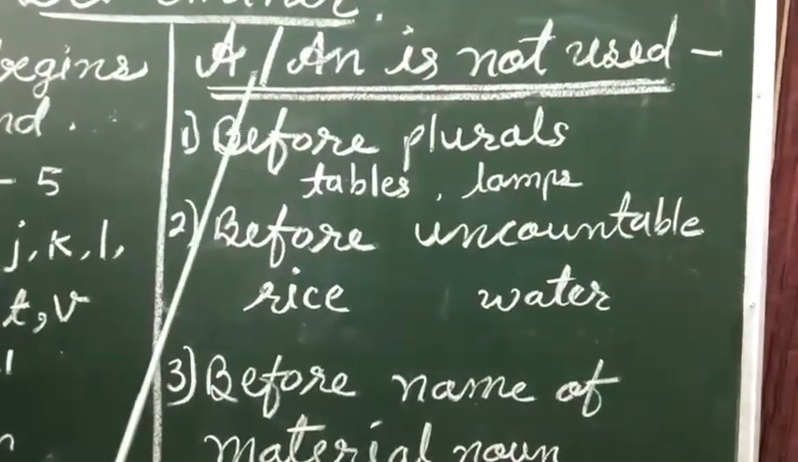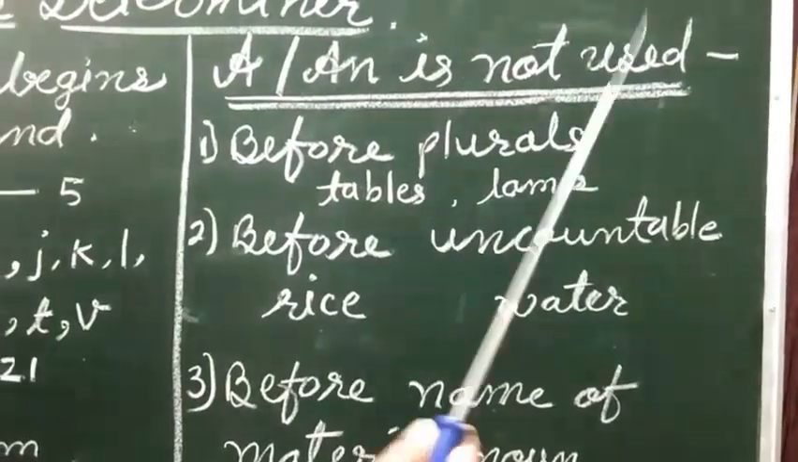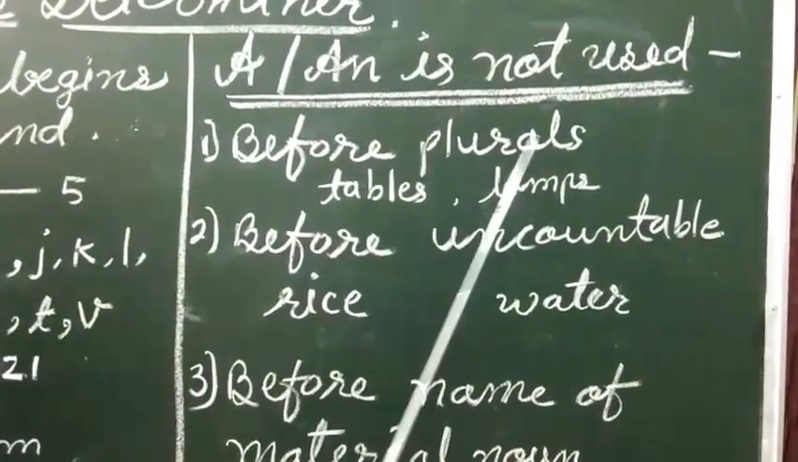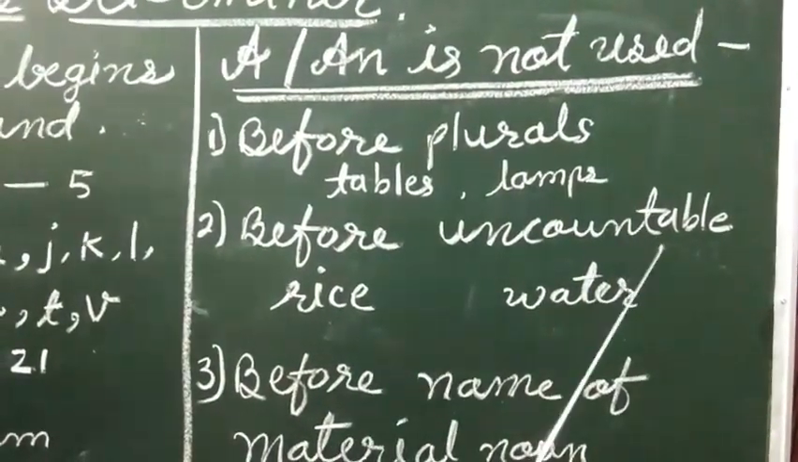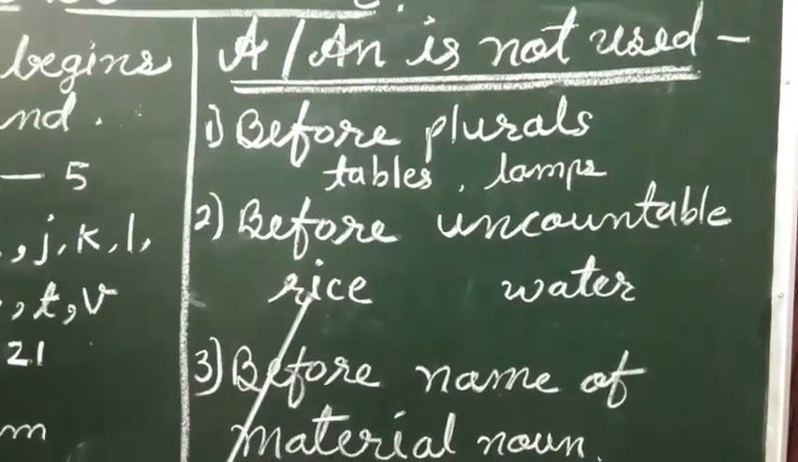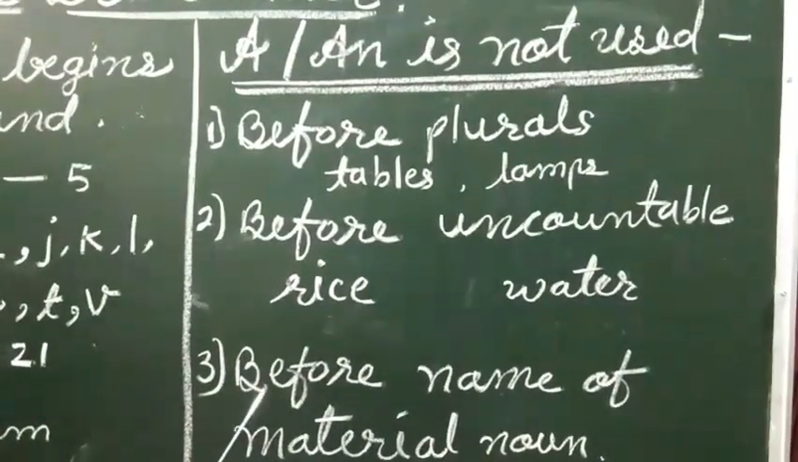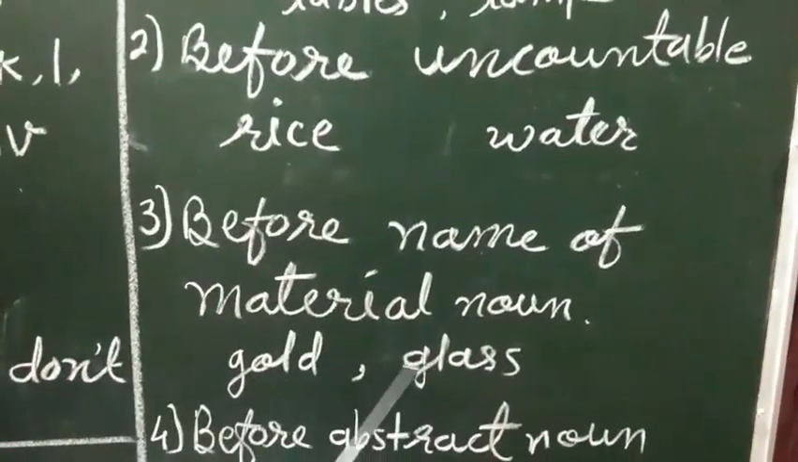Keep in your mind when we should not use "a" or "an" in a sentence. Before plurals: tables, lamps. Before uncountable nouns: rice, water. We can say little rice, some water. Before names of material nouns: gold, glass.